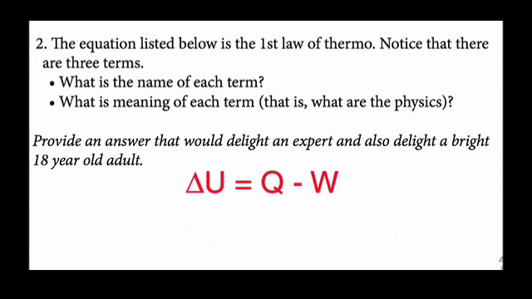For the next question, I listed the first law of thermodynamics because, hey, it's not about memorizing equations. And I asked for the name of each term, so that's fairly straightforward. This is the change in energy or change in internal energy. This is the heat transfer, and this is the work. But of course, knowing the names of terms really doesn't tell us anything. So the really key idea is, what exactly do these things mean?